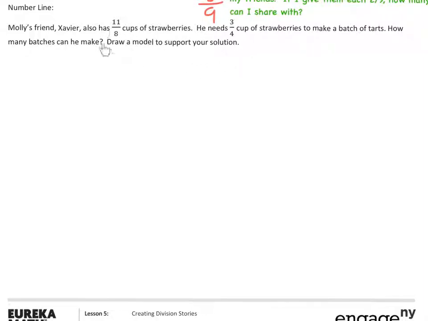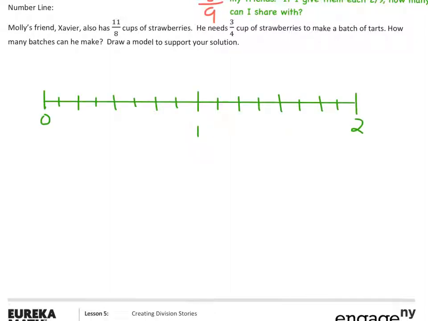So we're going to start by making a number line out of 11/8. Take a moment to understand this. I made a number line from 0 to 2, two wholes, and I broke it up into eighths, because I know 11/8 is going to be less than 16/8, which is 2. So now I'm just going to count over to 11. This is 8, so 9, 10, 11.